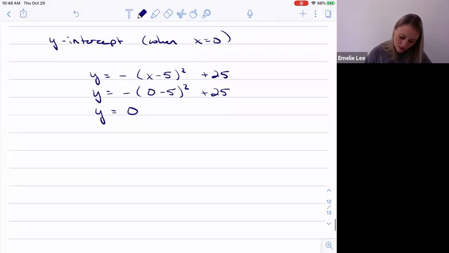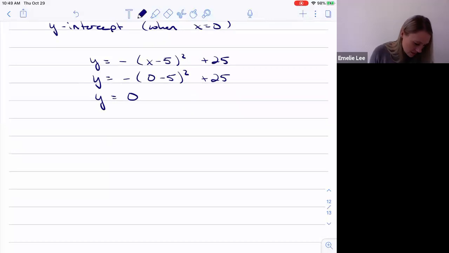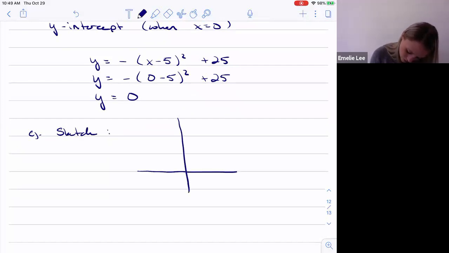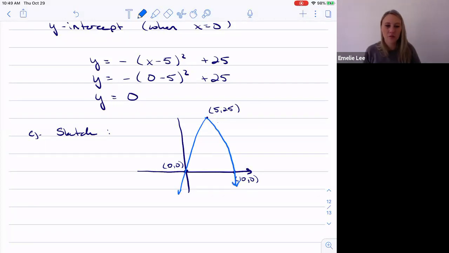We can confirm this using Desmos, right? So our sketch might look something like this. I know I go through (0, 0). I know I go through (10, 0). And I know my vertex is somewhere here at (5, 25). Make sure it's more curved than that, but I'll let you confirm everything in Desmos.